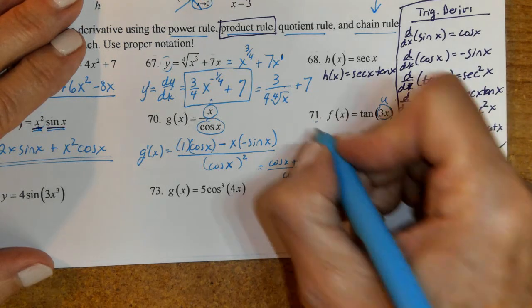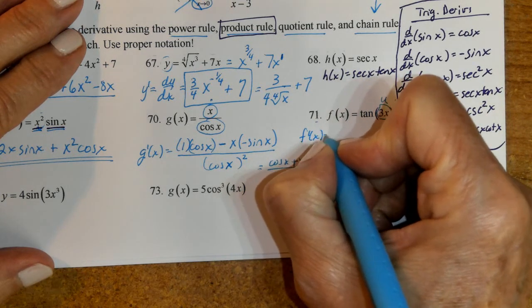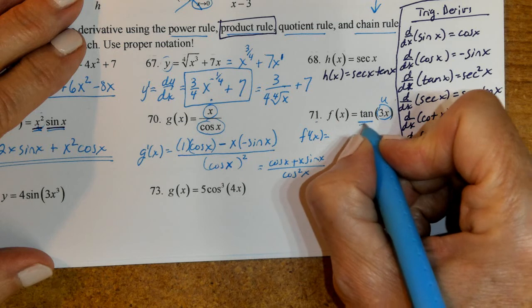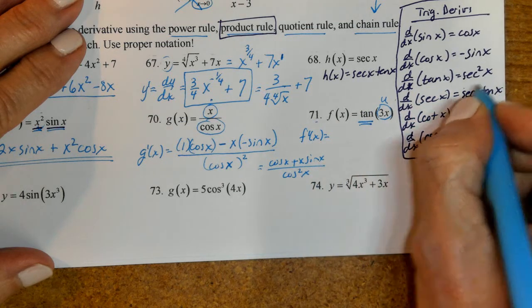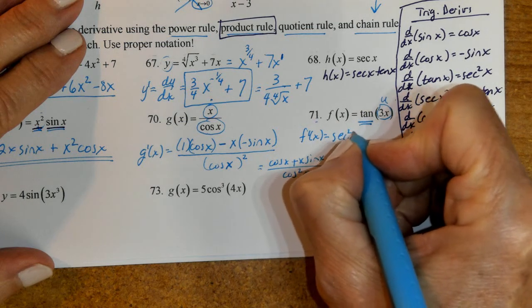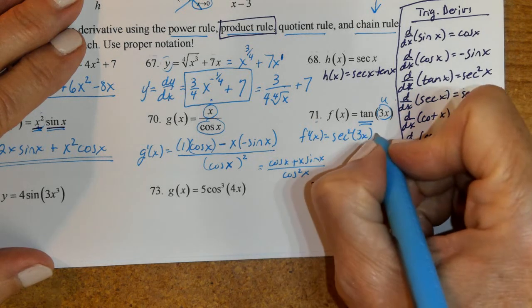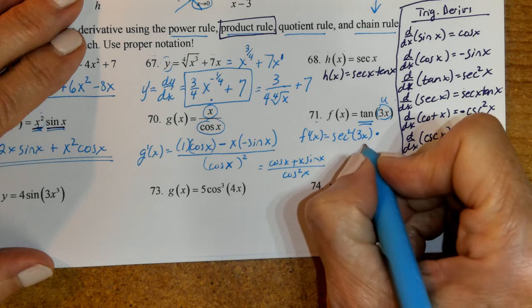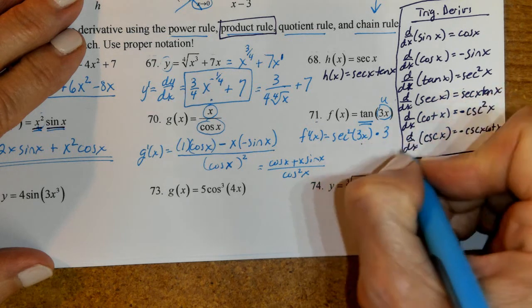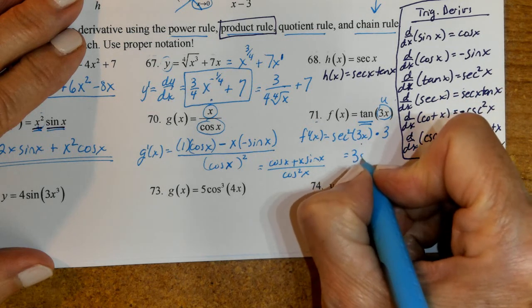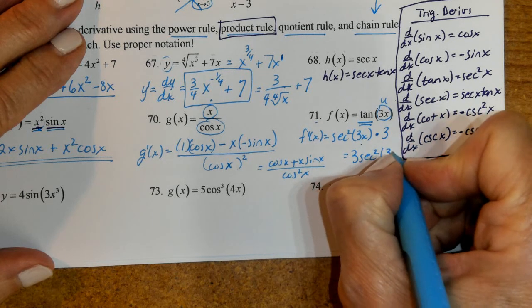So, f prime of x will be the derivative of tangent, which is secant squared. So secant squared, keep your argument, and then multiply by the derivative of your argument, 3. So this would be 3 secant squared of 3x.